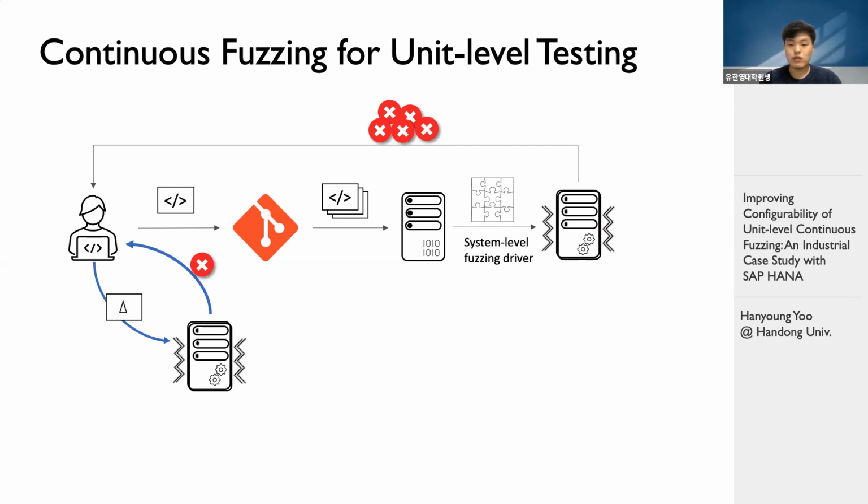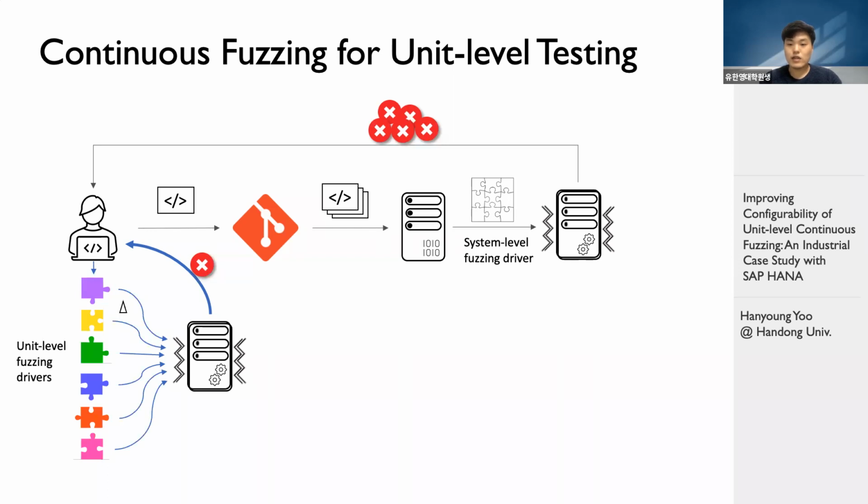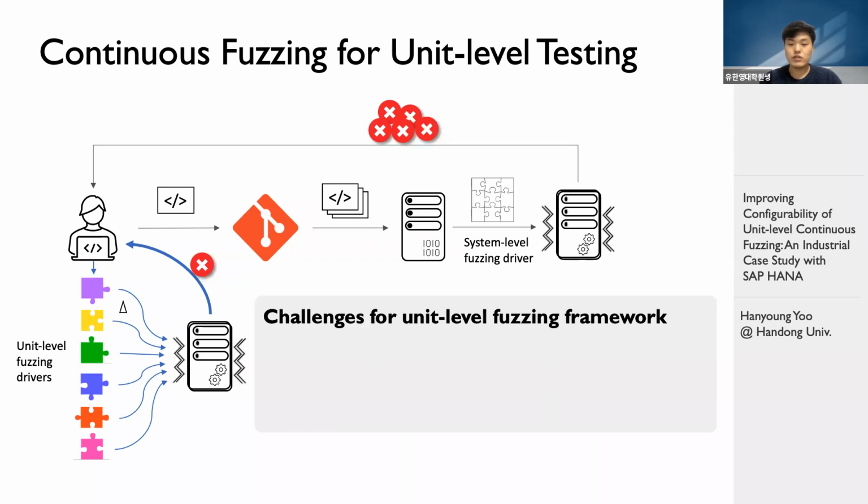System-level fuzzing is conducted for 24 hours or longer and uses a handful of test cases to test the entire system. Recently, fuzzing is applied for unit-level testing as well. The purpose of unit-level fuzzing is different from system-level fuzzing. Unit-level fuzzing runs for a short period, like a few minutes or a few hours, and aims to test a large number of modules independently. So new challenges arose for fuzzing frameworks.